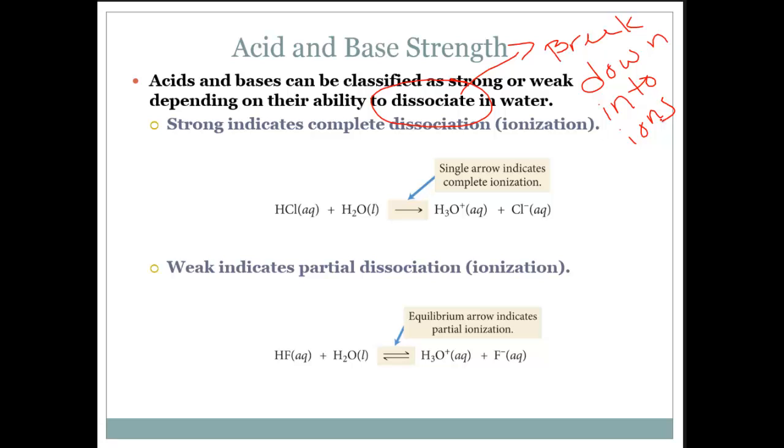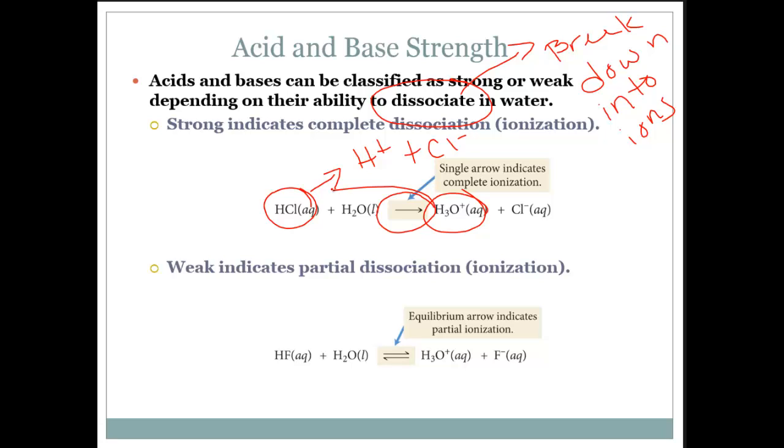For instance, HCl here will break down into H+ and Cl-. However, you'll notice that the H+ gloms onto the H2O to make H3O+. The word strong indicates a complete dissociation. You'll notice the single direction arrow to the product side.